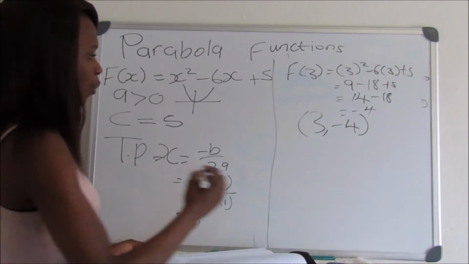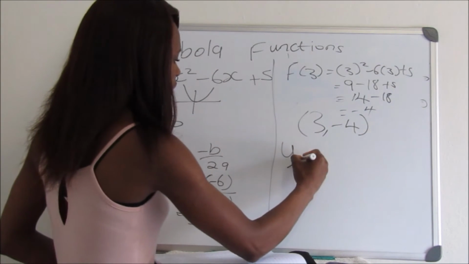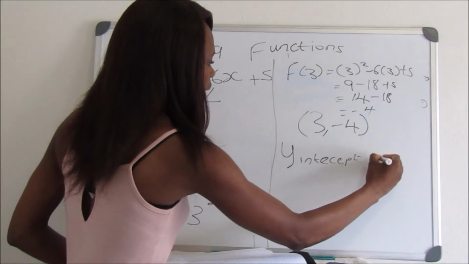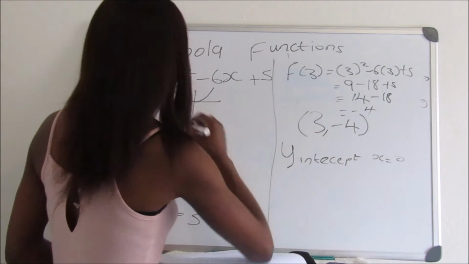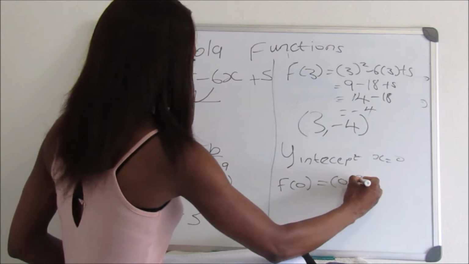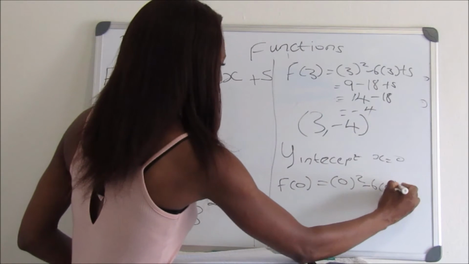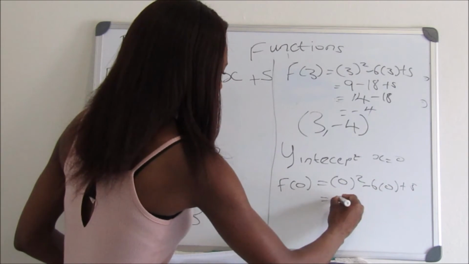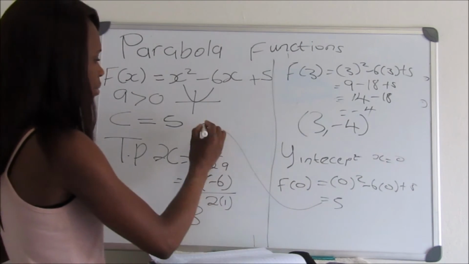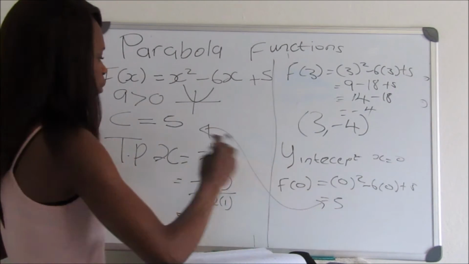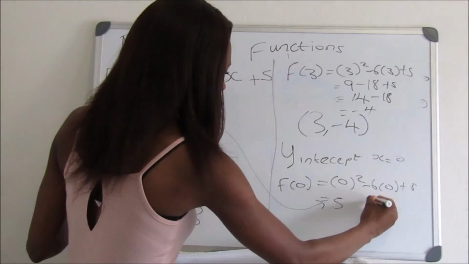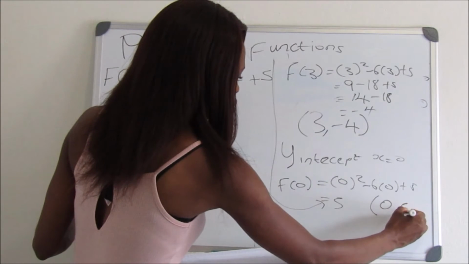From here, we calculate the y-intercept by making x equal to 0. f(0) equals 0 squared minus 6 times 0 plus 5, which gives us 5. Can you see that the y-intercept will always be equal to c, which is 5? So the coordinate is (0, 5).